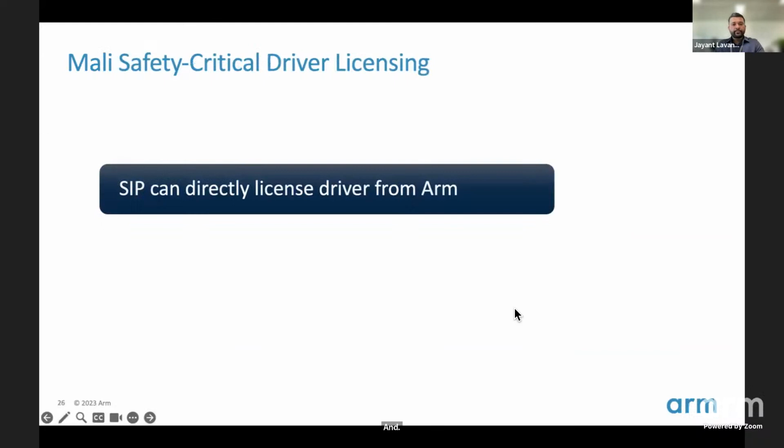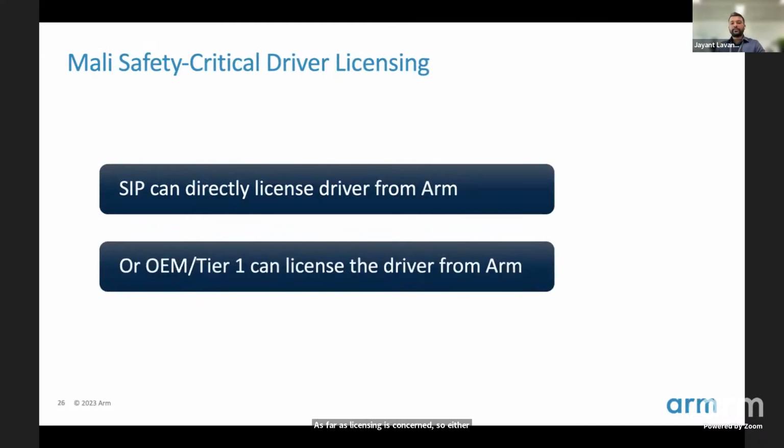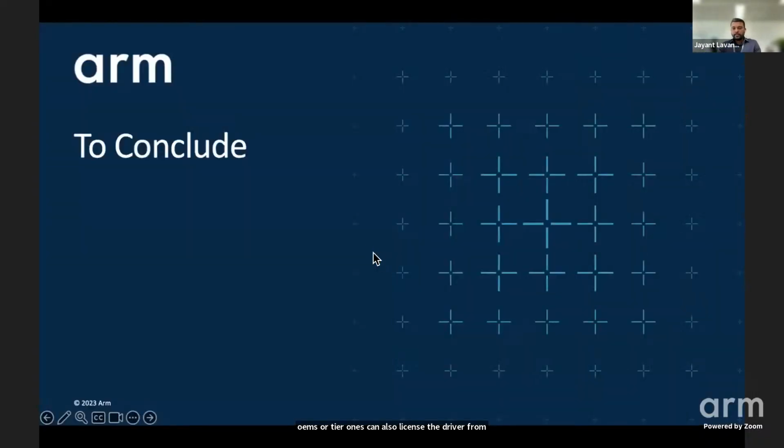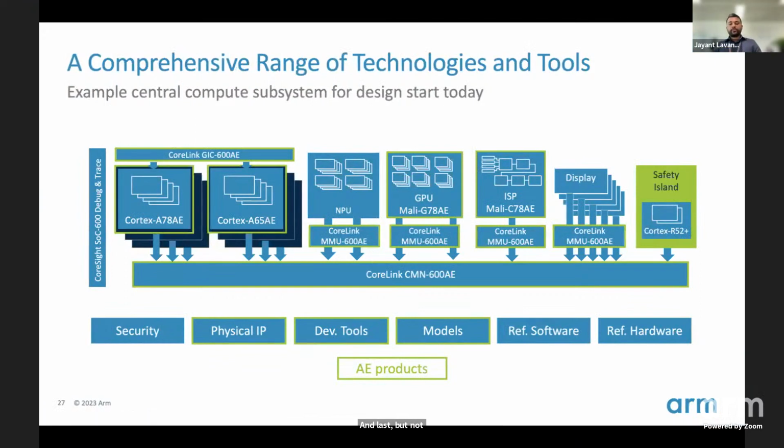As far as licensing is concerned, either silicon partners can directly license the driver from ARM, or OEMs or tier ones can also license the driver from ARM. And last but not least, GPU is just one part of the story as far as ARM is concerned in terms of offering safety critical IP. We have a whole portfolio of safety critical IP such as Cortex Auto CPUs, the MMUs, the GICs, ISPs, and Safety Island. So our solutions are across the portfolio of IPs.